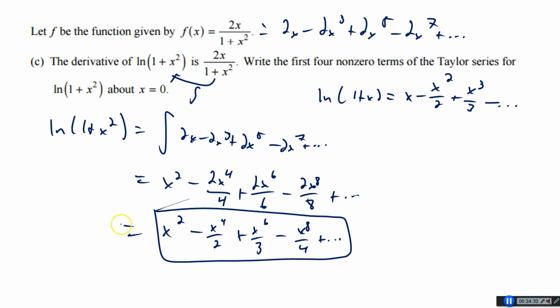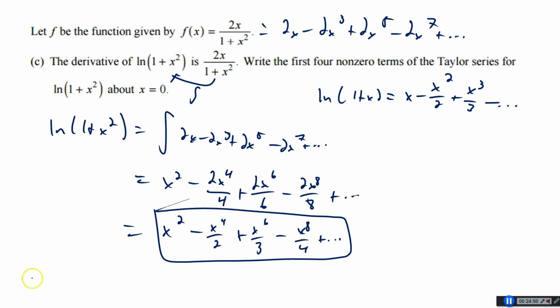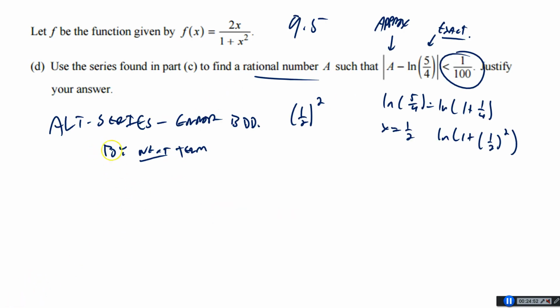So if we only use x squared, approximately 1/2 squared, is that close enough to natural log of 5/4? I don't have a calculator, so I can't check it. But I know that in that case, the error would be bounded by the next term, which is x to the 4th over 2. Evaluated at x equals 1/2, 1/2 to the 4th is 1/16, over 2. That's 1 over 32. So the error would be bounded by 1 over 32. We need to be smaller than 1 over 100, so that's not going to work. So let's try using two terms.